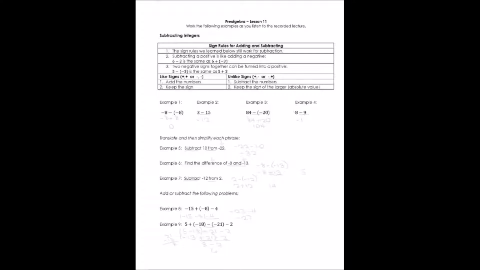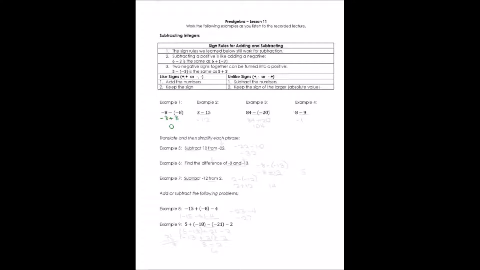Example 1, negative 8 minus negative 8. Well, let's first change that minus a negative and make it plus a positive. So it's really negative 8 plus 8. I have opposite signs here, so I'm going to subtract them. And 8 minus 8, of course, would give me 0, and we know it's neither positive nor negative, so it's just 0.